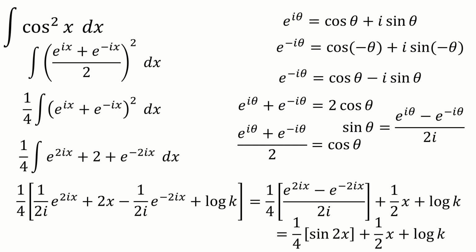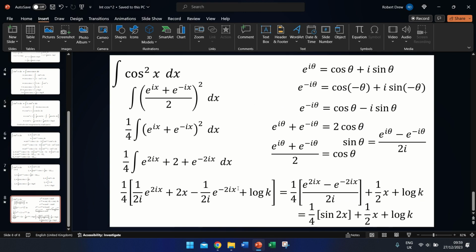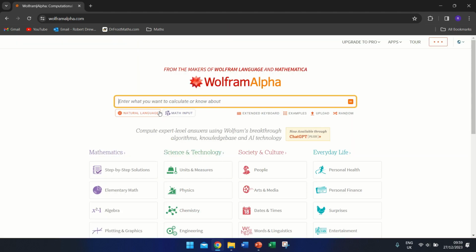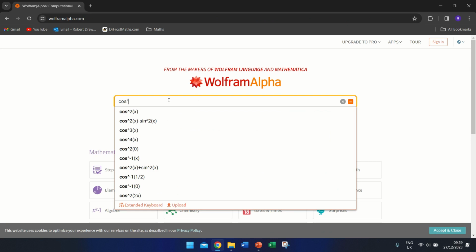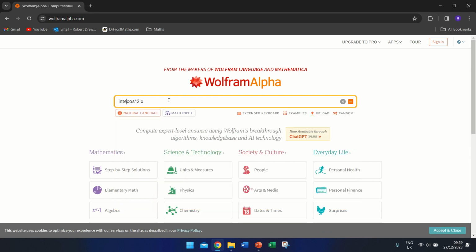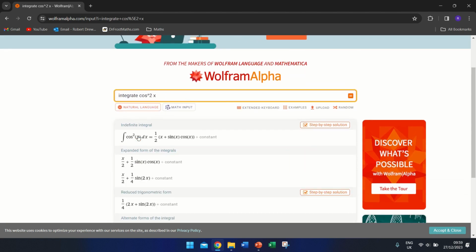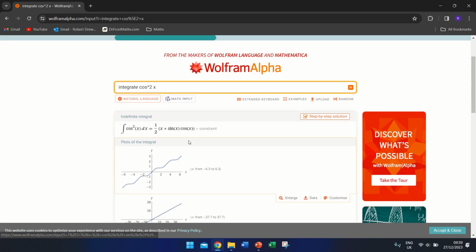The very last way of doing this isn't in my PowerPoint, but it is on my computer here. What you do is you Google Wolfram Alpha, and you click it, and this is a very advanced method, just in case you get stuck on an integral. You just write integrate, and then the thing that you want to integrate, and bam, there it is. Gives you the answer. Great stuff.